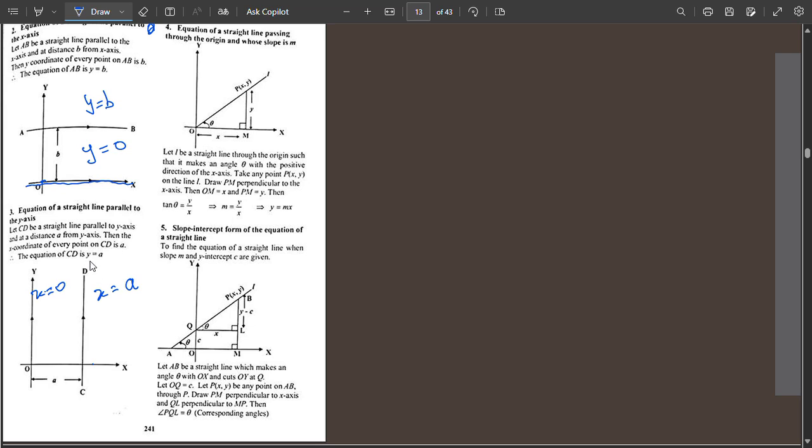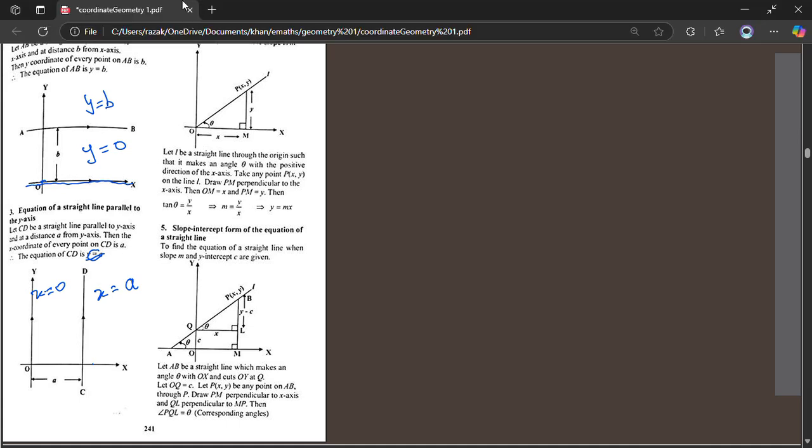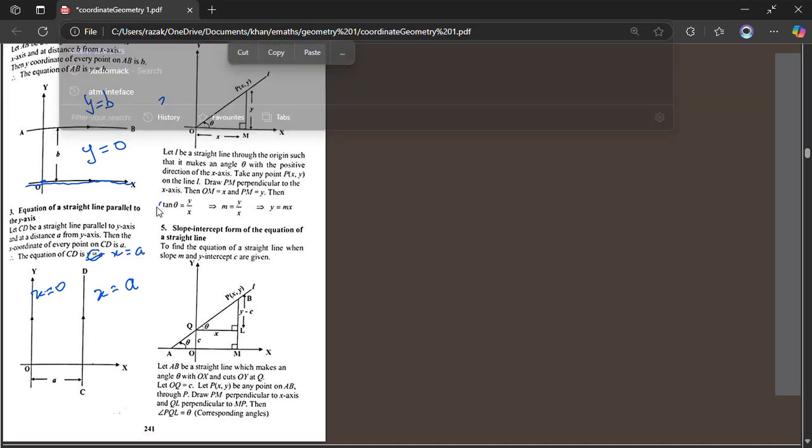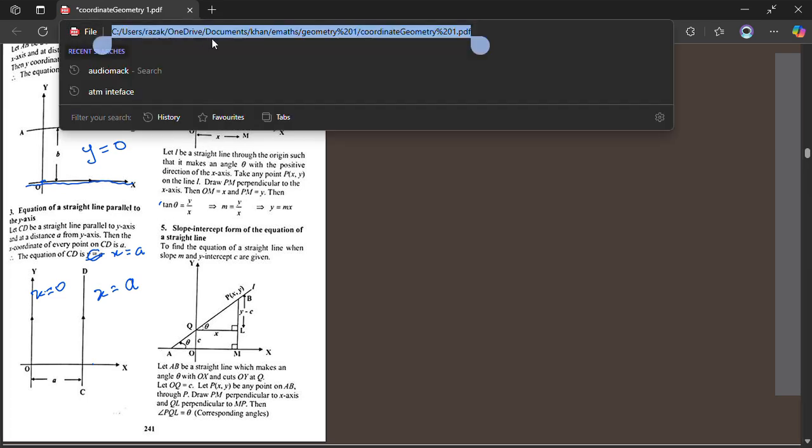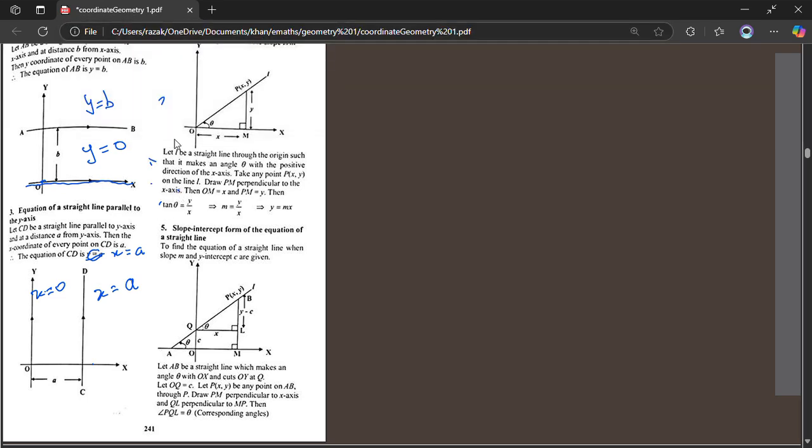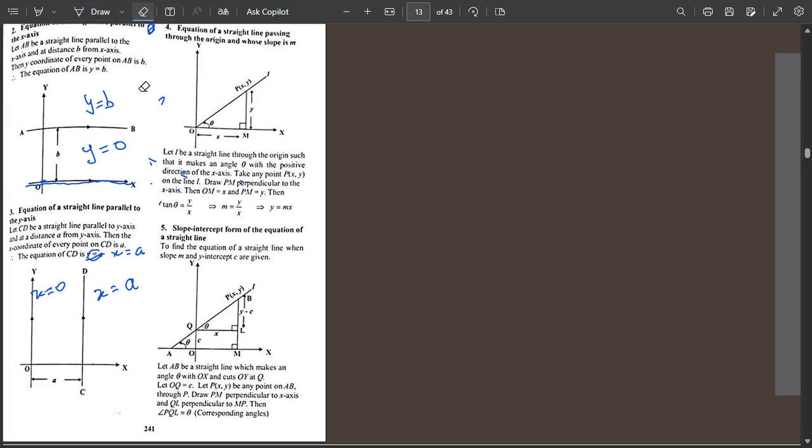I think this is a mistake. It's supposed to be x. It's supposed to be x equal to e, not y. Here we have x equal to 8 instead of y equal to e. It's supposed to be x equal to e. I think it's a mistake.